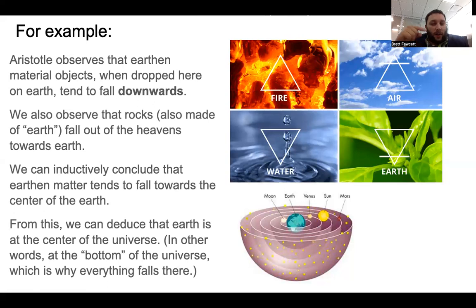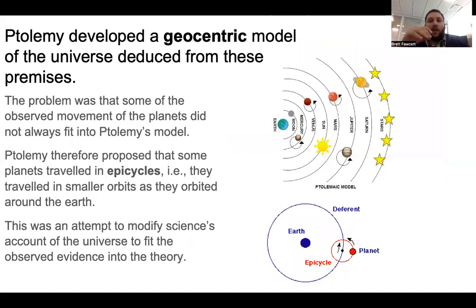We inductively reason to the point of saying, okay, well, earthen matter falls towards the center of the Earth. Therefore, we deduce from that the Earth must be the center of the universe. It's the bottom of the universe, right? Where all the trash collapses into. Ptolemy develops his geocentric model of the universe by deducing from these premises.